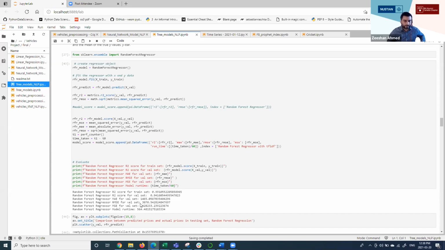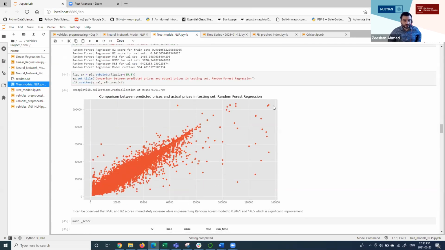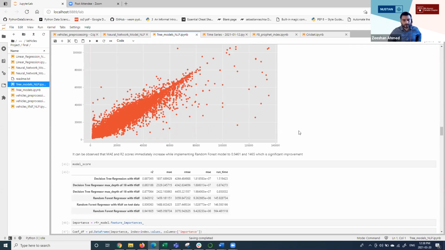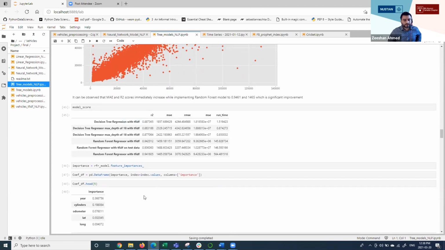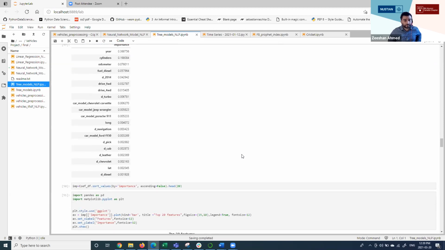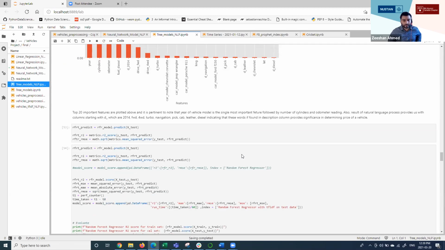Although I could have increased it, these are the visualizations of the predictions. The straighter the line, the closer to 45 degrees it is, the better. But these are all the outliers. And this is a table where you can find the R2 scores, mean absolute error scores, and run times. Now moving on, that's the crux of any model building.